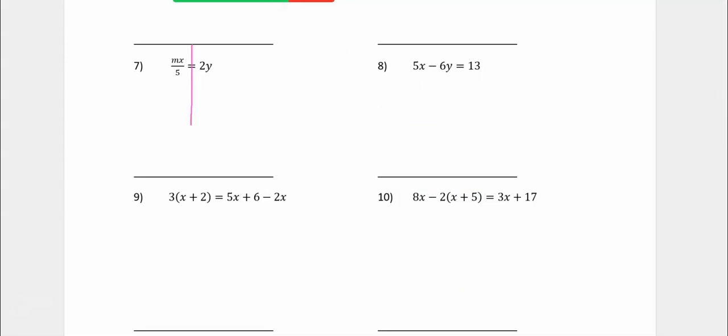Number 7, so here's one, it's a literal equation. Number 8 is a literal equation as well, where you have other variables involved, but try not to let them scare you. You're still solving for x.